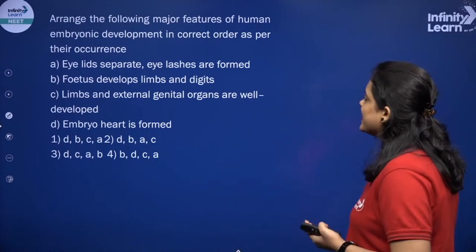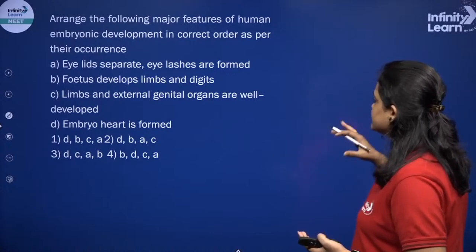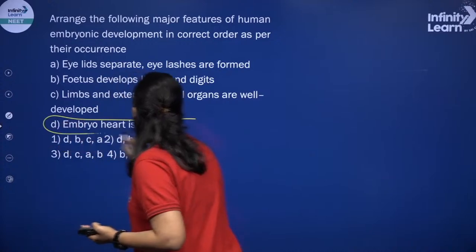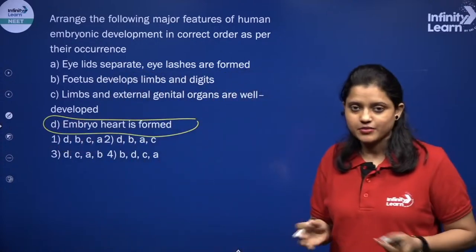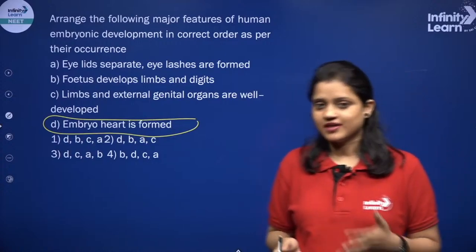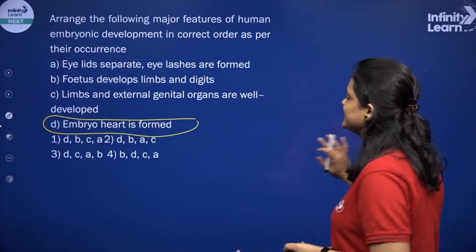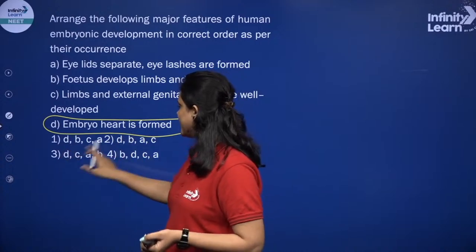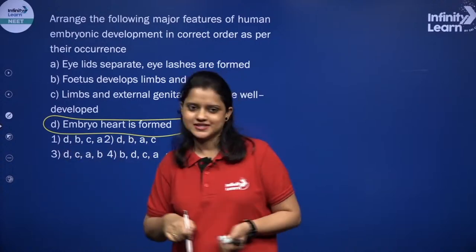Let's see. Eyelids separate, eyelashes are formed. Oh, first of all, the embryo heart is formed. Isn't it? Embryo heart is formed even at 1 month, right? So the first will be embryo heart is formed. So D, your answer should start from D. So we have 1, 2 and 3, 4 is eliminated, right?